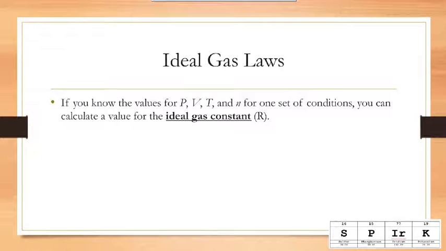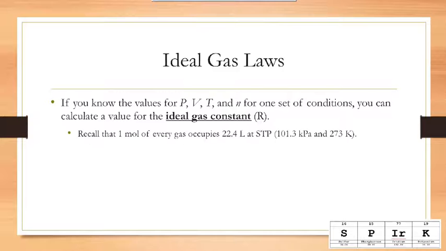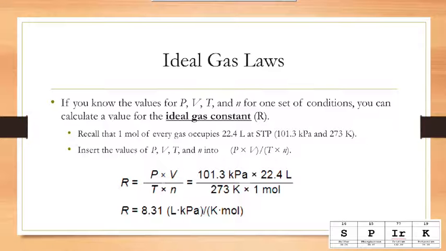If you know the values for P, V, T, and N for one set of conditions, you can calculate a value for the ideal gas constant, which we denote as R. Recall that 1 mole of every gas occupies 22.4 liters at STP. Insert the values of P, V, T, and N into that equation that we just talked about on the last page. When we plug these in, we get a value for R, and this is our gas constant, of 8.31 liter times kilopascal per Kelvin mole.